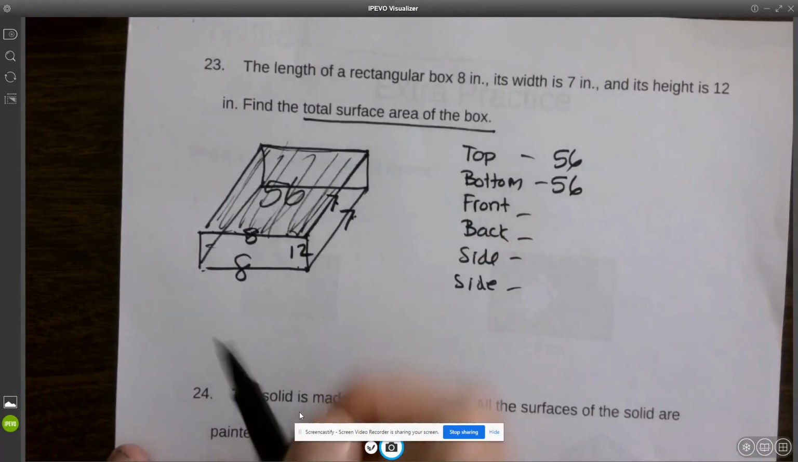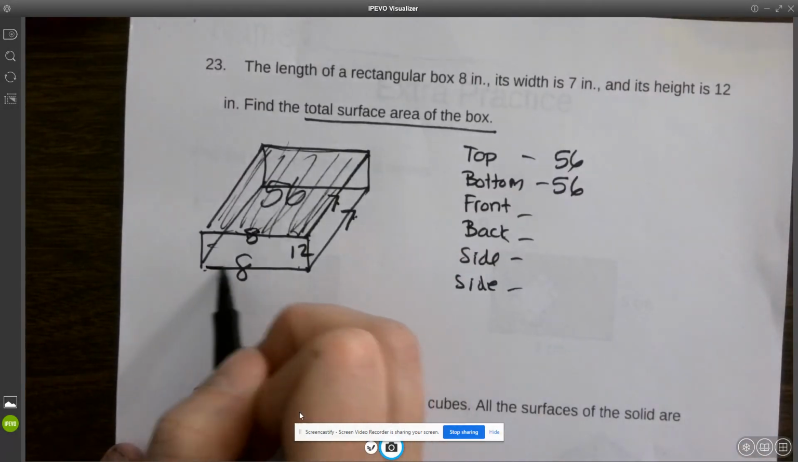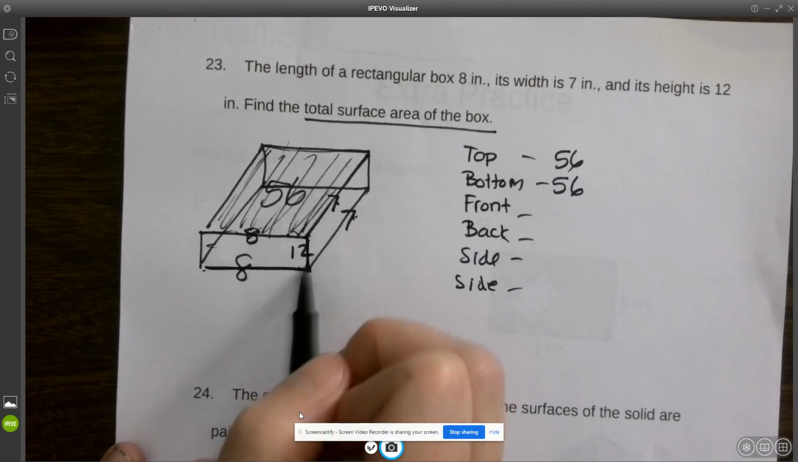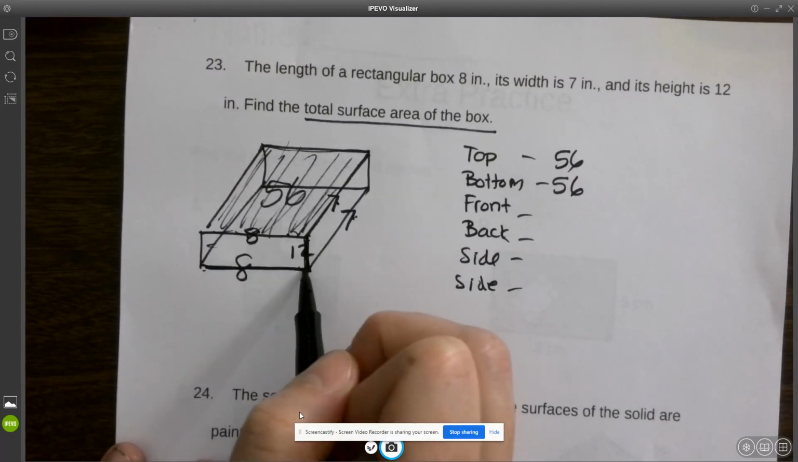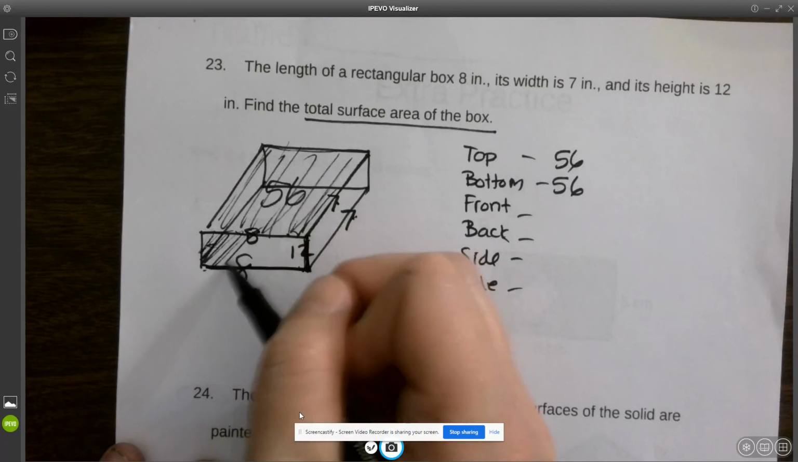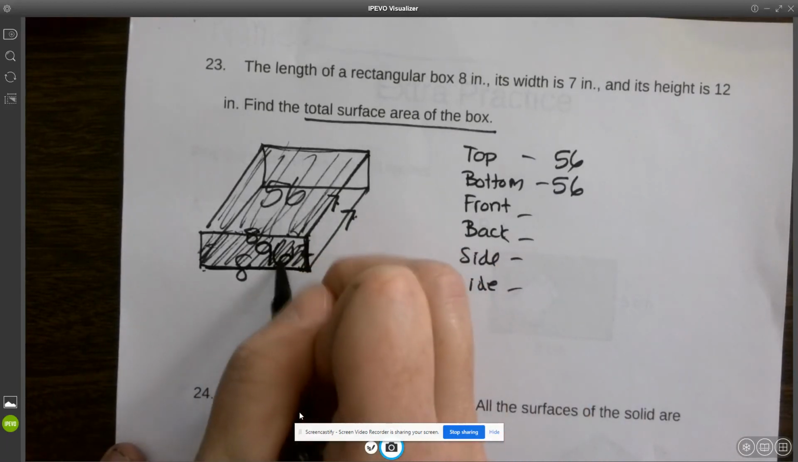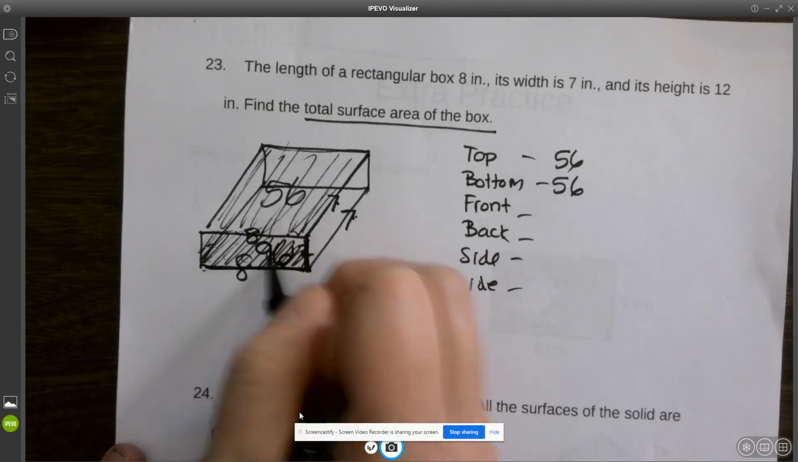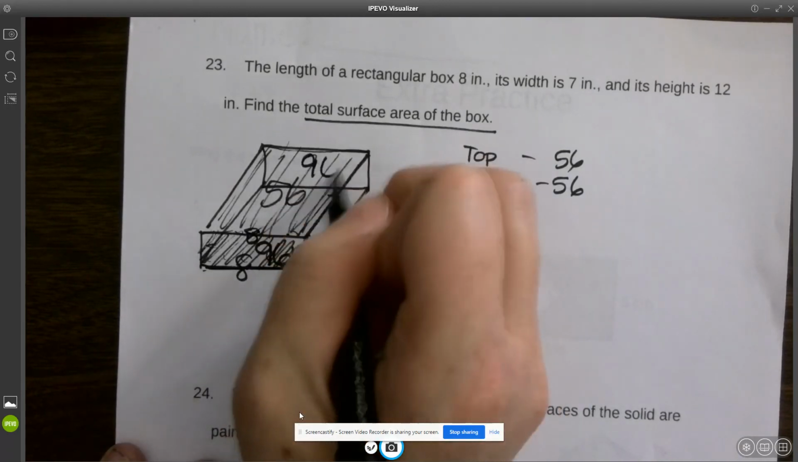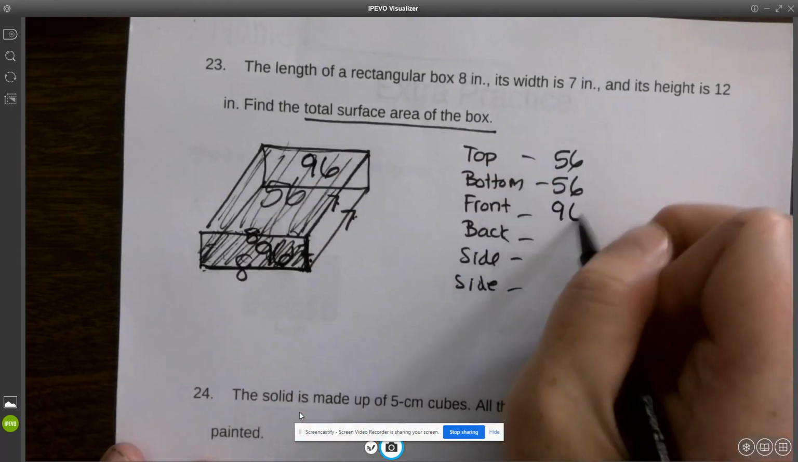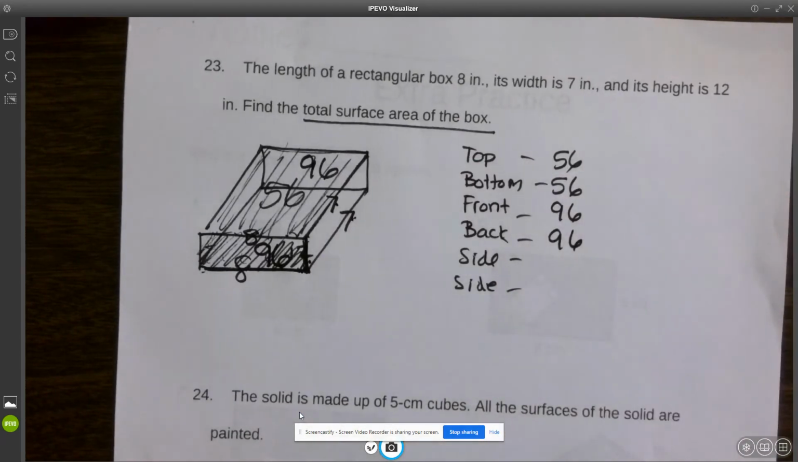Okay, now let's do the front. This front side right here, it's 8 by 12. The base is 8, the height is 12. So this whole front right here would be 8 times 12, which is 96. Well, if this front is 96, then the back is 96. So we have front and back are 96.